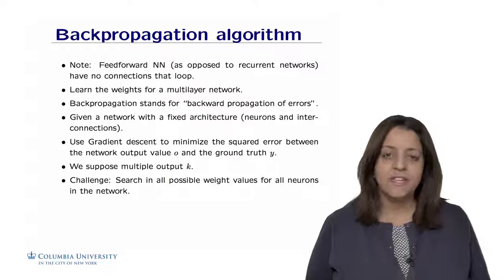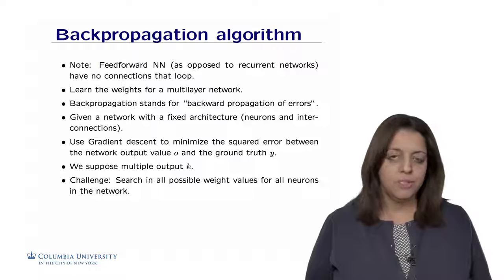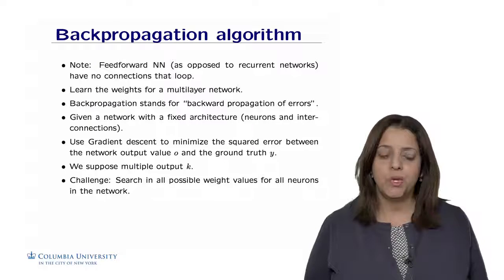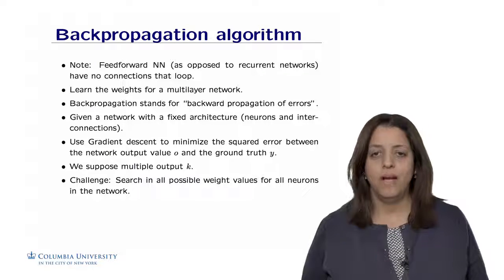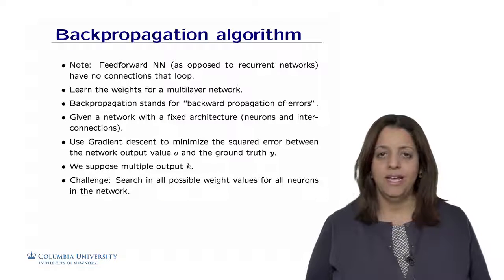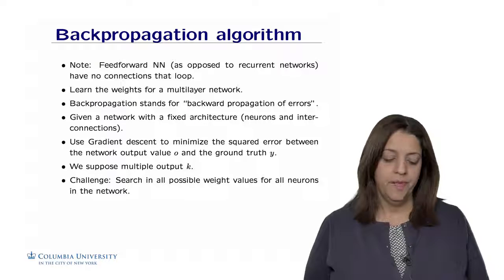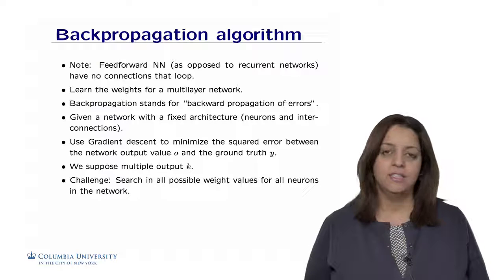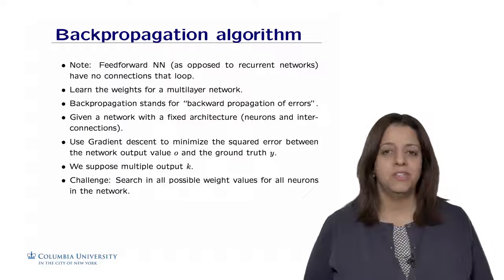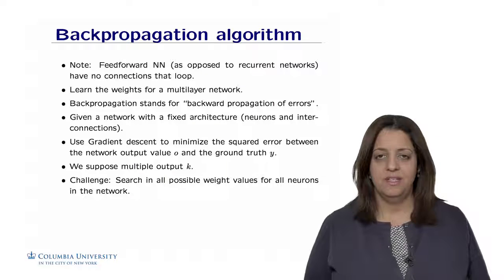Given a network with a fixed architecture, so we know the neurons and the connections, we use gradient descent to minimize the squared error between the network output value, which we call O, and the ground truth Y, which means the labels of the examples. We suppose that we have multiple outputs K, to make this general. The challenge is to search over all possible weight values for all neurons in the network. This means we sift through possible combinations of weights that lead to good learning of the examples and their class labels.